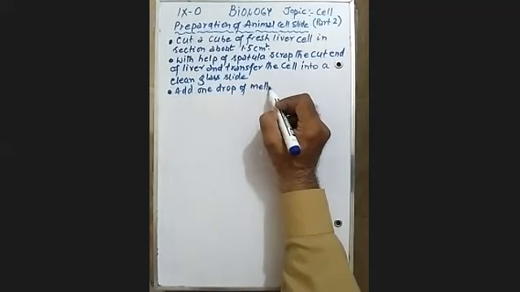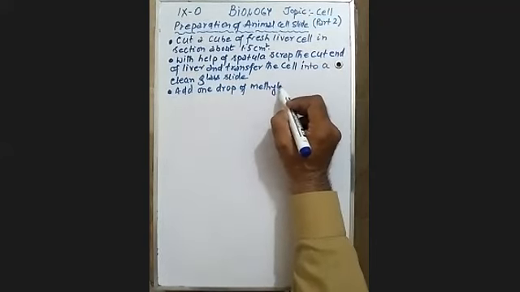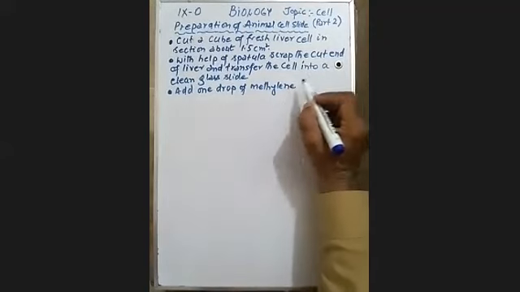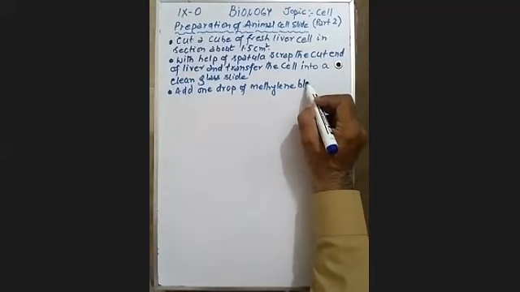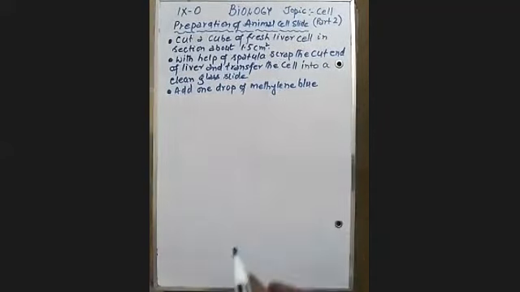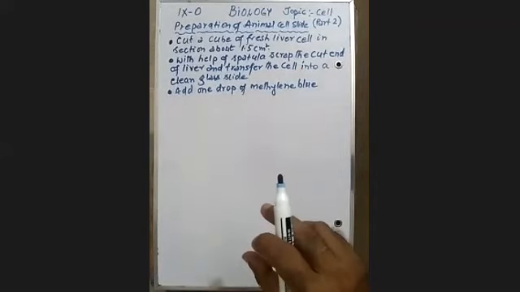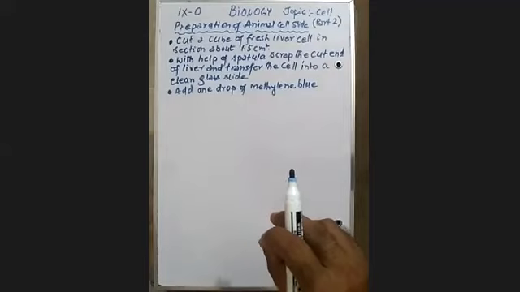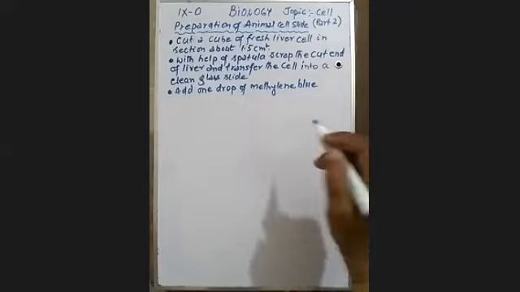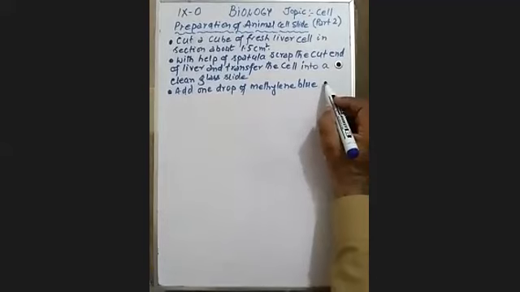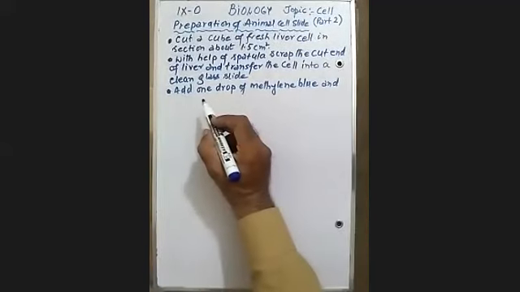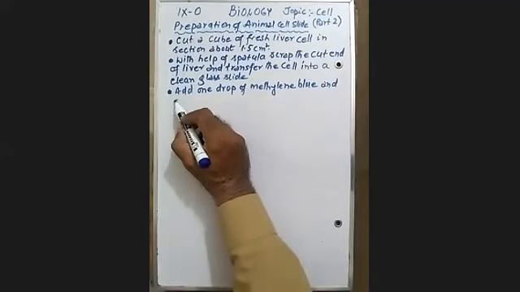Methylene blue is a stain. Why do we use stain? We use stain to make the parts clear. The cells will be clear when they are stained. So add 1 drop of methylene blue and 1 drop of glycerine.